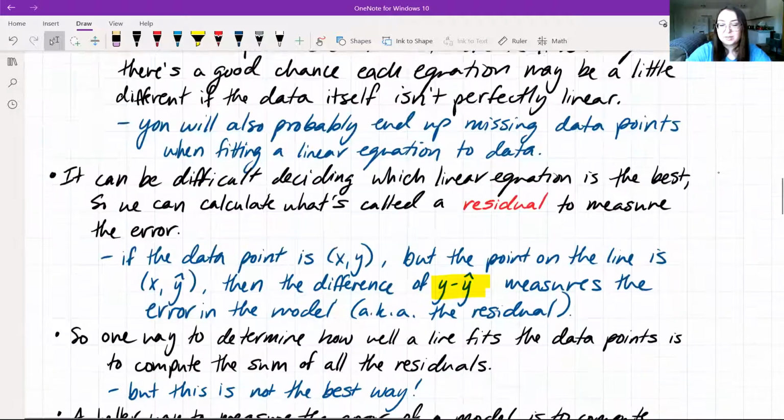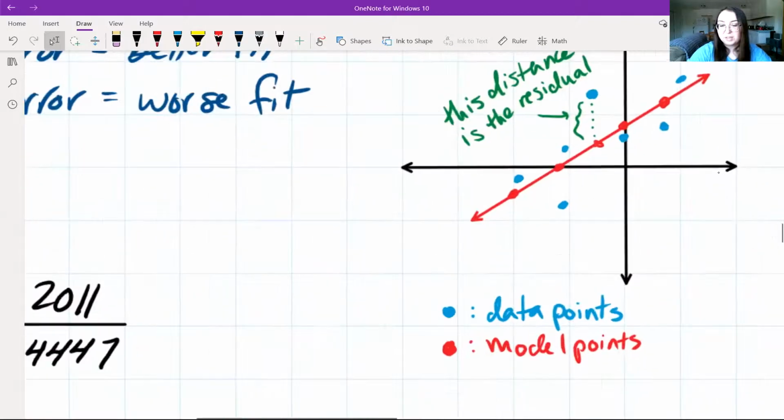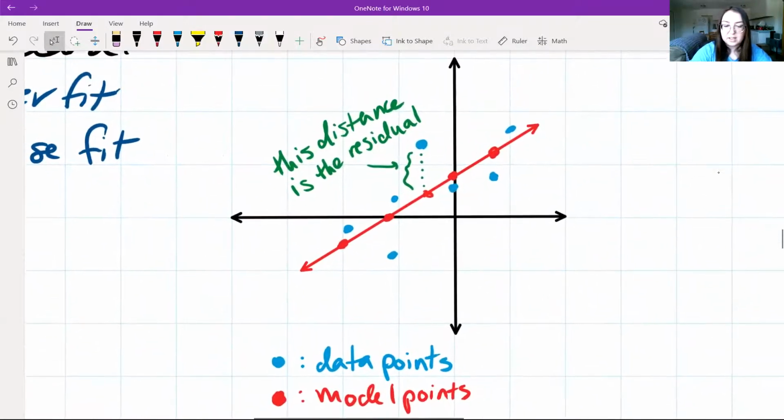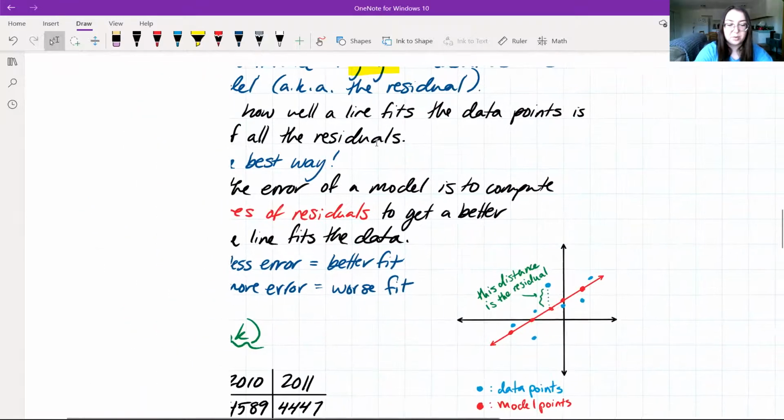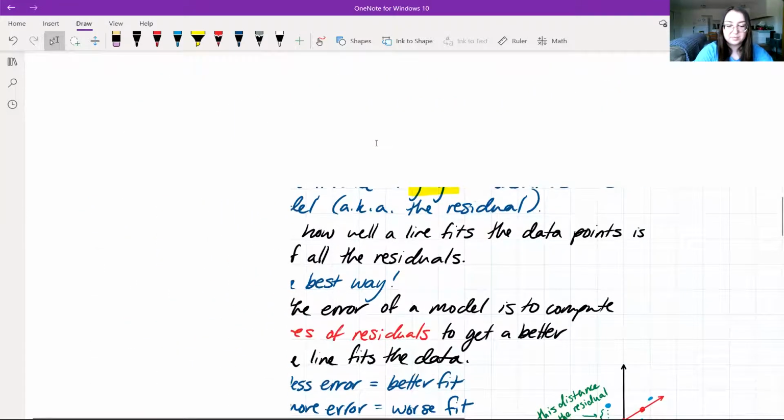And I have a picture which is a little farther down. But if we look here, this distance here is going to be the residual. This distance right here. See, we have this, which is our model, our linear model. So these are the points in our model. And then our blue points will be our data points. And so we see that there is this distance here. And this distance calculated is the residual. So we'll go into how to calculate this.